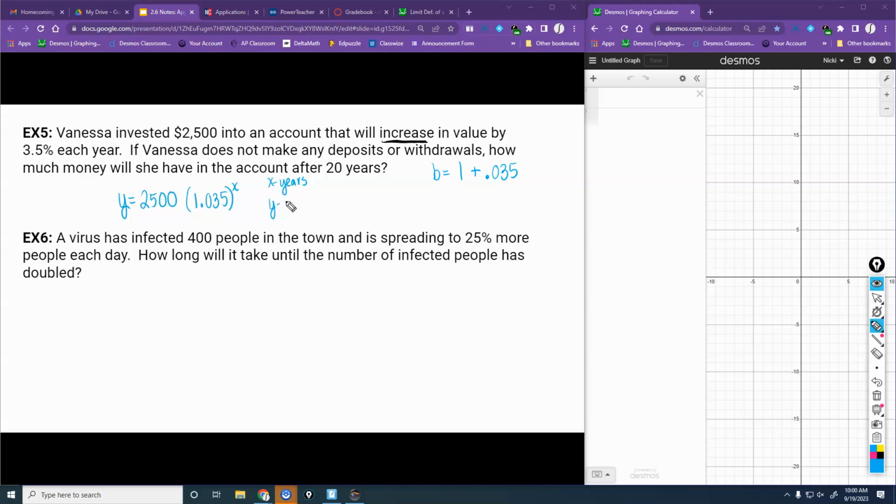Y is our value of our account, our balance in our account. So we're always going to, for these problems, have another number that we need to plug in. We got 20 years. Where's that going to go, Drew? X or Y? X. All right. So that makes this one of the easier problems because we're just typing in 2,500 times 1.035 to the 20th power. Okay, so we'll just go to Desmos or your calculator, either one, 2,500 times 1.035 to the 20th power. And we will get 4,974.47. So $4,974.47.